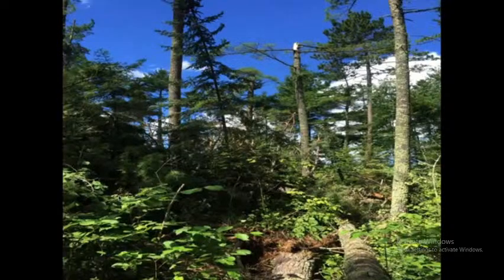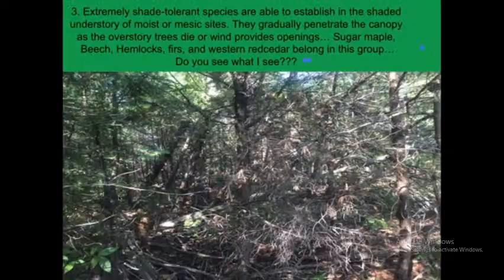Some more wind throw. Now there's the extremely shade-tolerant species. They're able to establish in the understory, and they stay there, and they can almost hang out in the cellar. It's so dark. And they grow one cell at a time, one cell at a time. Beech are notorious for this. Hemlock and fir, western red cedar are like this.